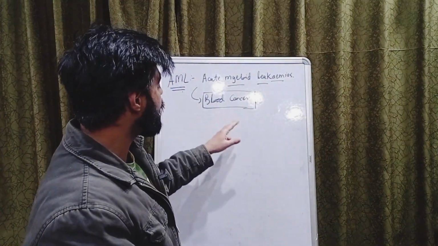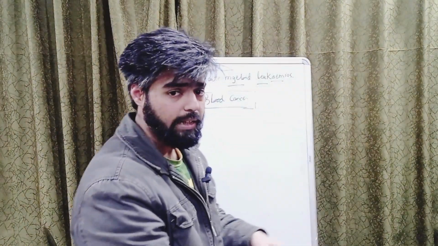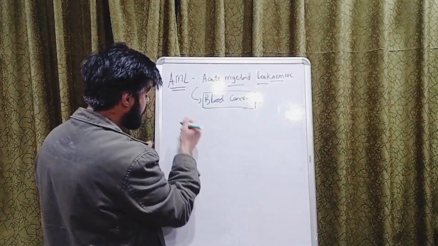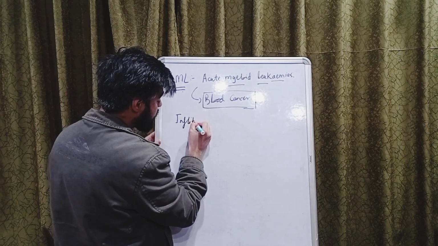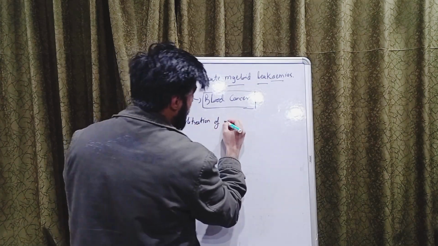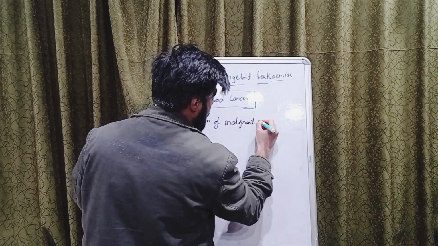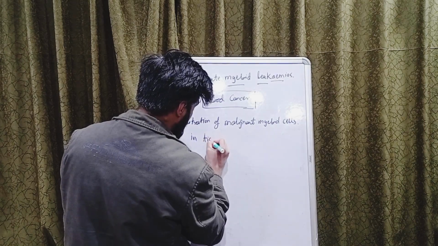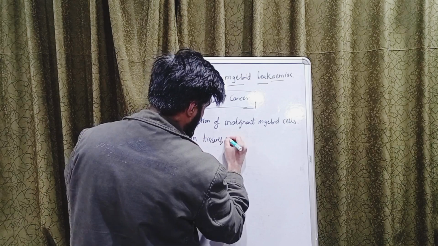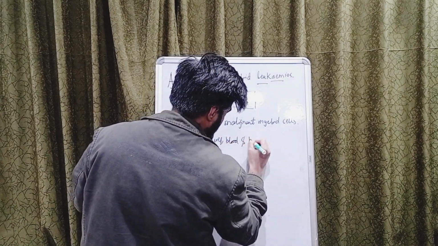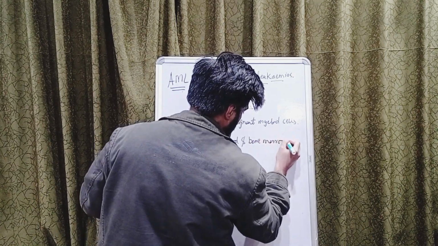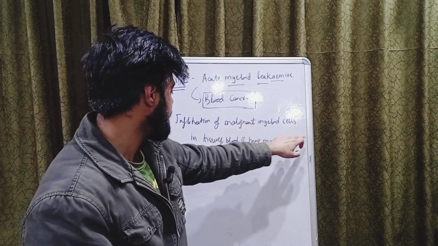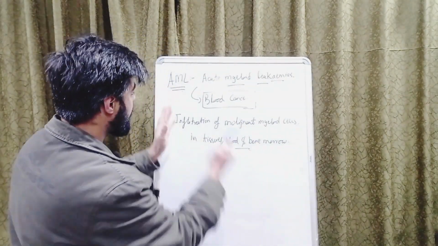Now, for further understanding, we will know what acute myeloid leukemia basically is. It's nothing but infiltration of malignant myeloid cells in tissues, blood, and bone marrow. So what is it? It is nothing but infiltration of malignant myeloid cells, meaning cancerous myeloid cells, into tissues, blood, and bone marrow. This is the thing you have to remember about AML.